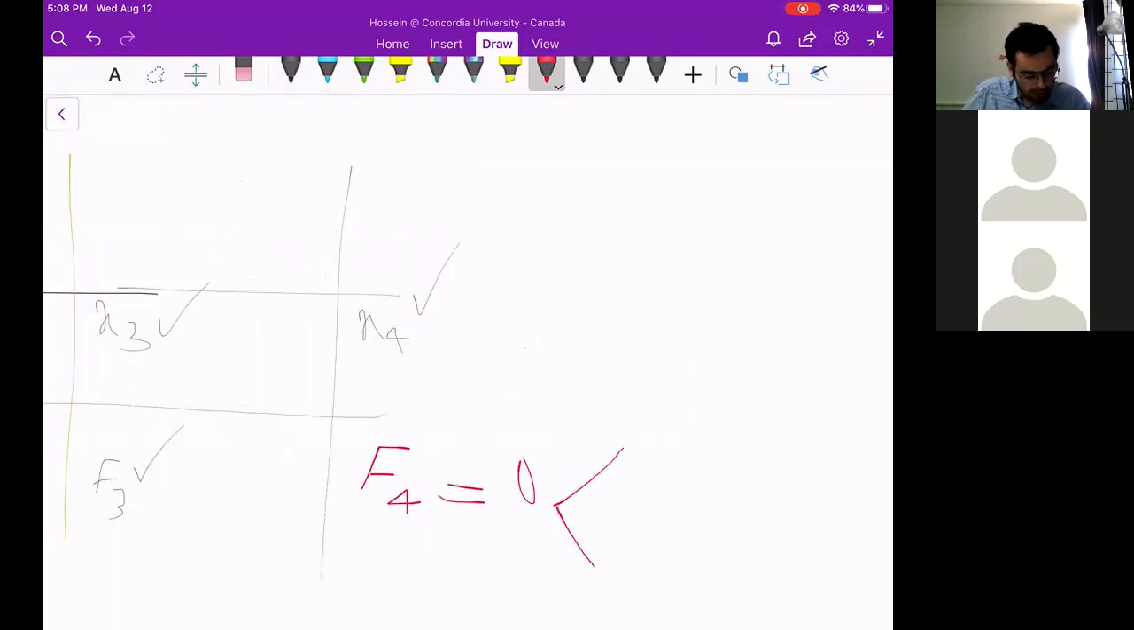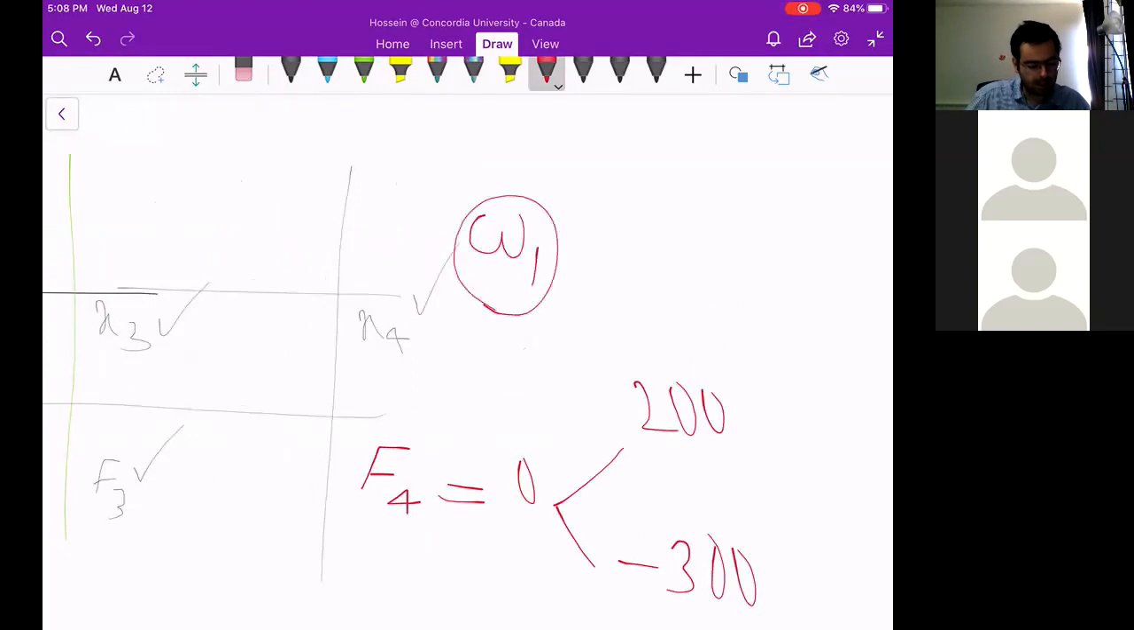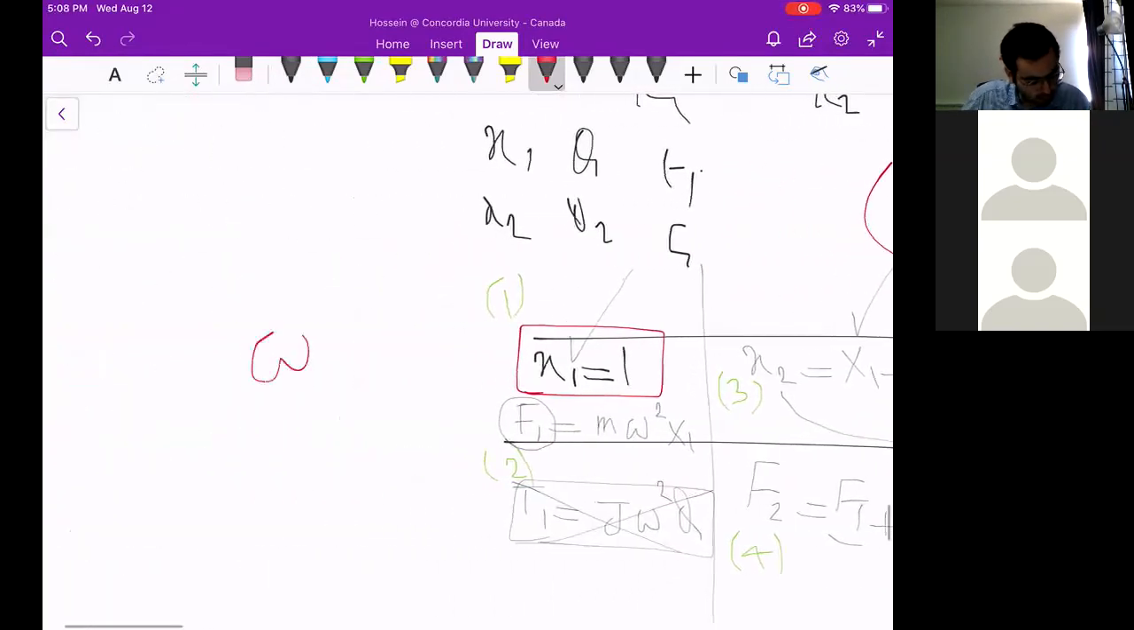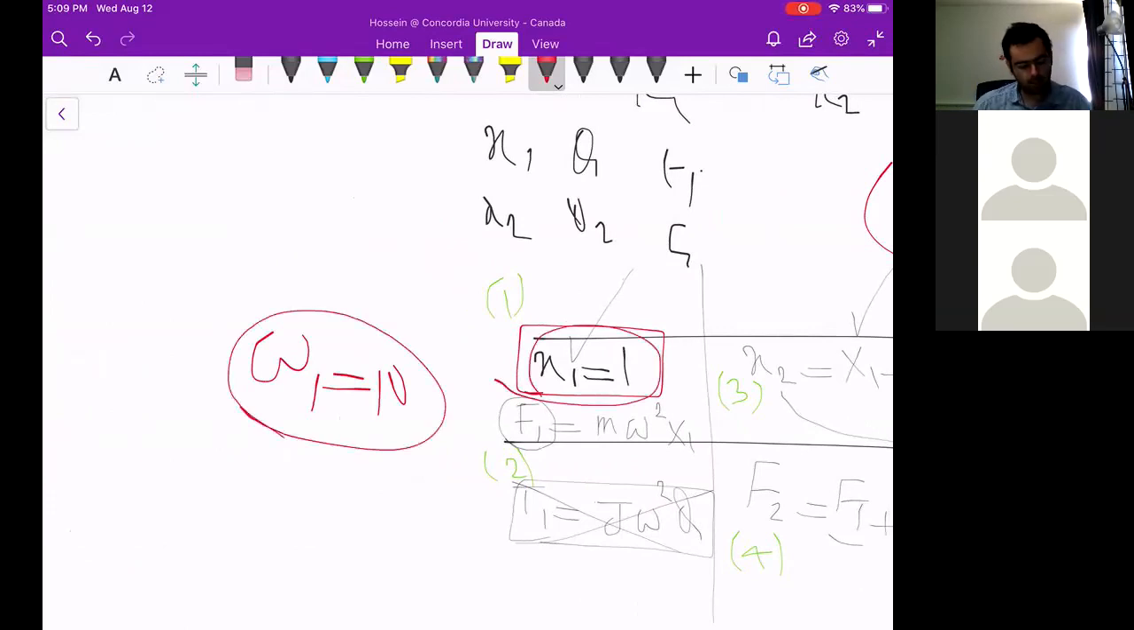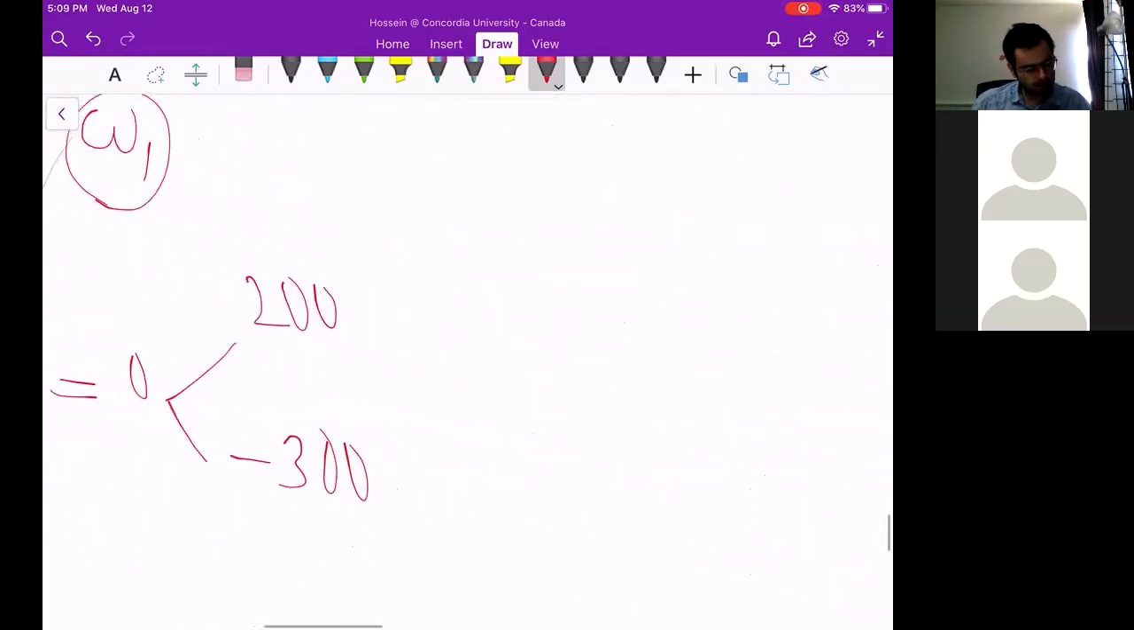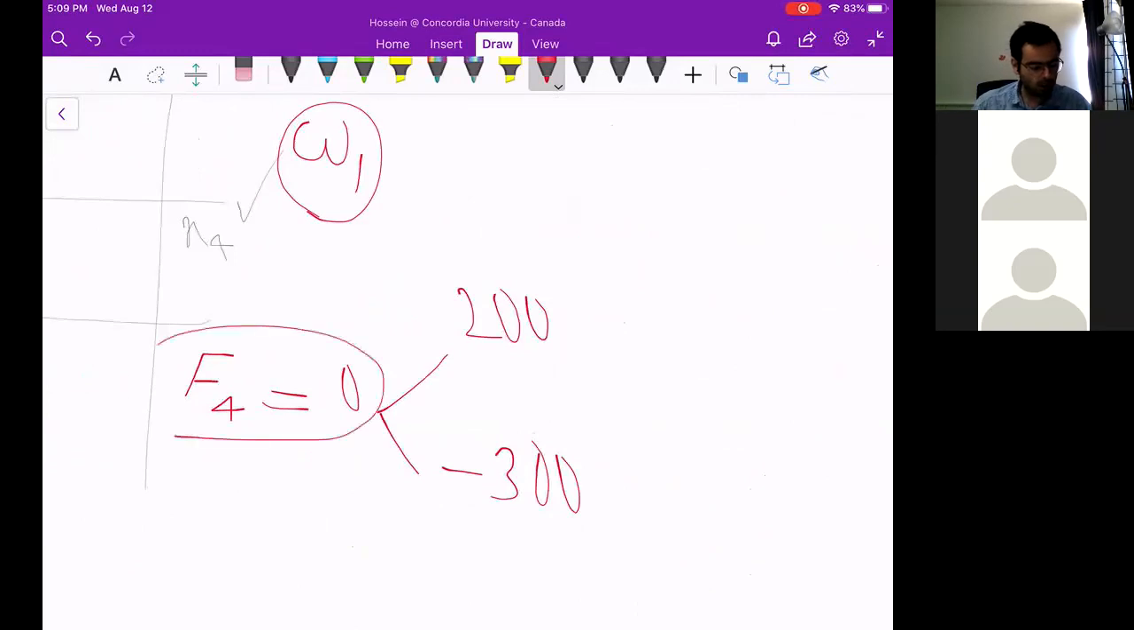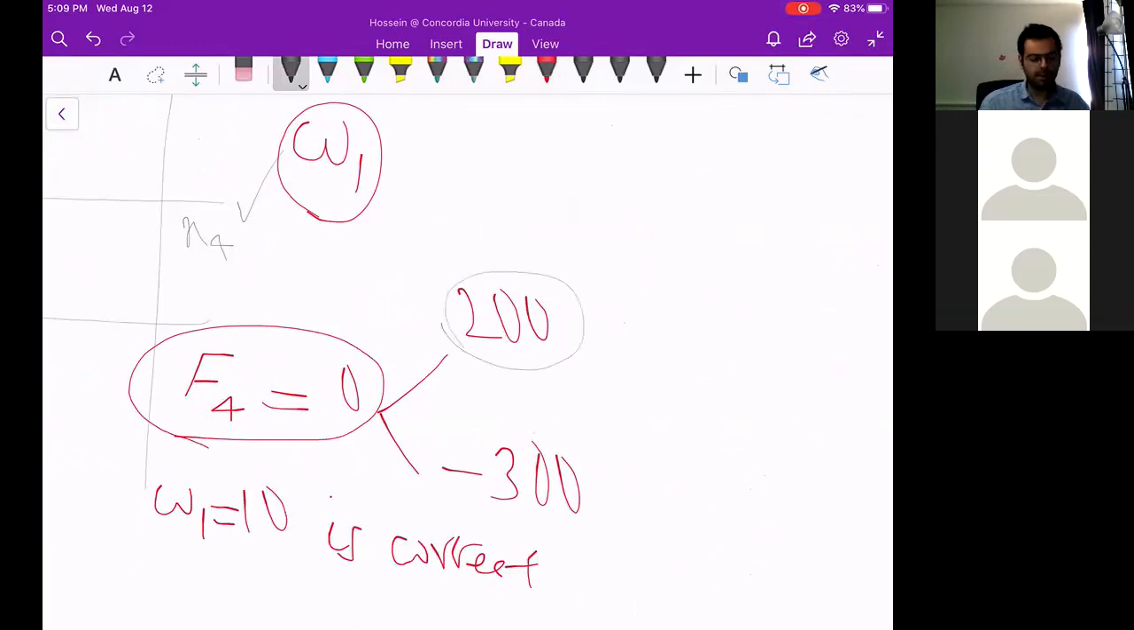If it is, for example, 200 or minus 300, you have to change the first guess. So you have to make a guess at the first step. You have to guess omega 1, for example, 10 hertz, and x1 is always 1. Just give a random number for the natural frequency. If the last force or last torque is 0, your guessed one is correct. However, if you obtain 200 or any number other than 0, you have to change your initial guess. For example, you can put 15 or 25.